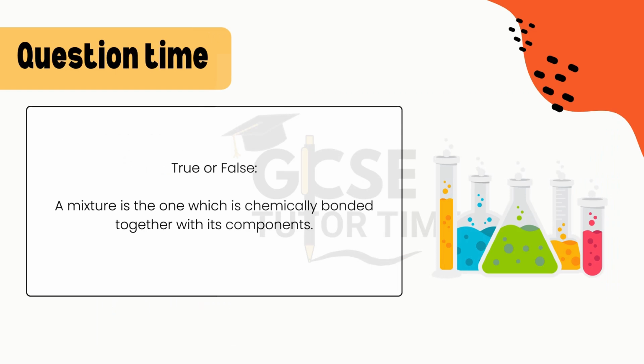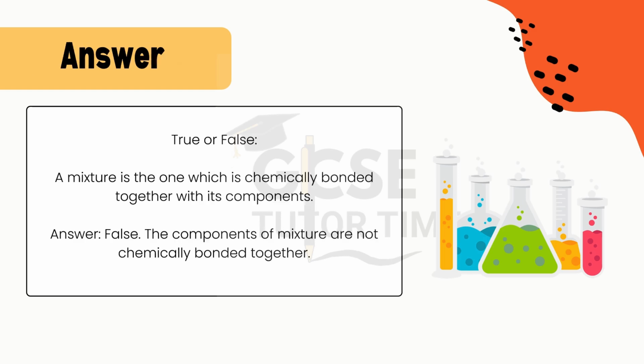Question time for you. True or false? A mixture is one which is chemically bonded together with its components. Pause the video, think, and then check whether you are correct or not. If you answered false, then you are correct, because the components of a mixture are not chemically bonded together.